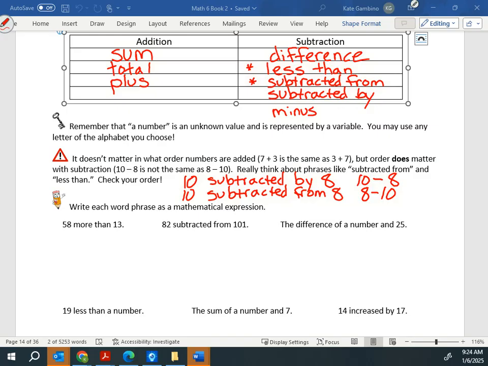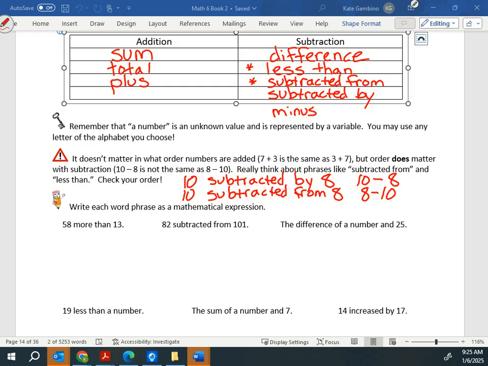You will see this on the test. You have to remember, less than and subtracted from, you flip them around. Okay? Does that make sense? Why it means we flip them around?